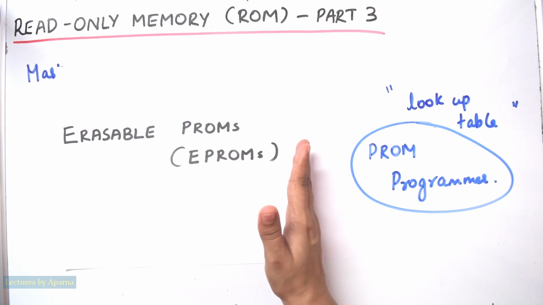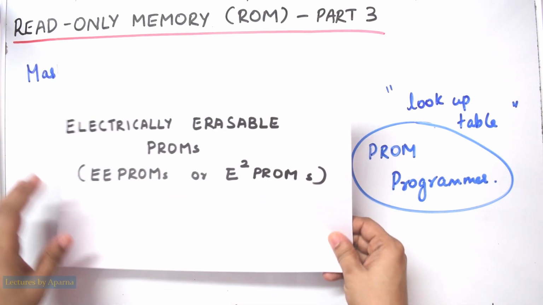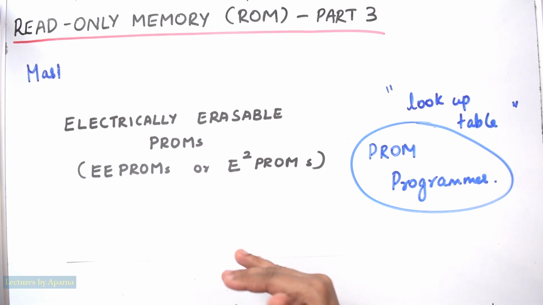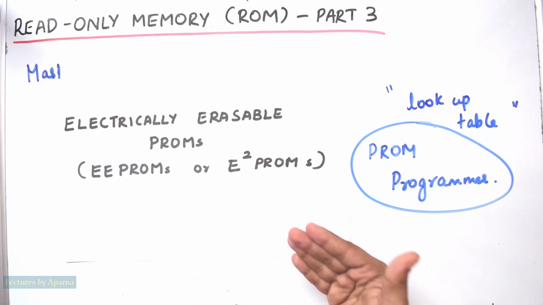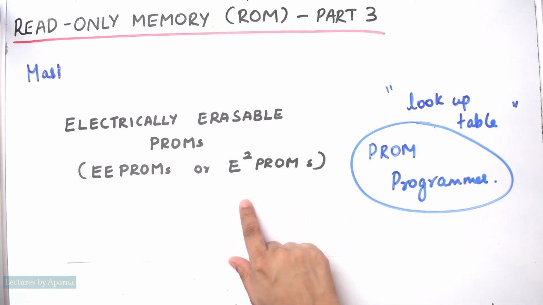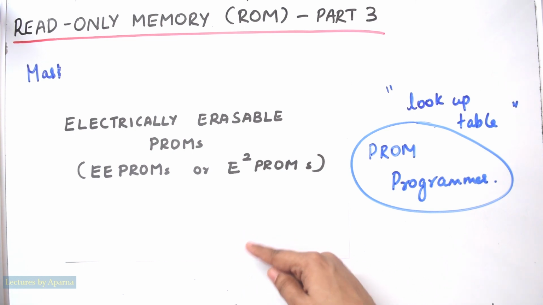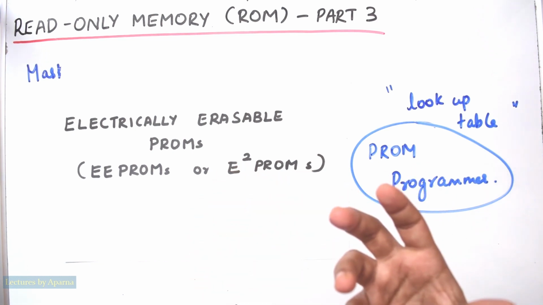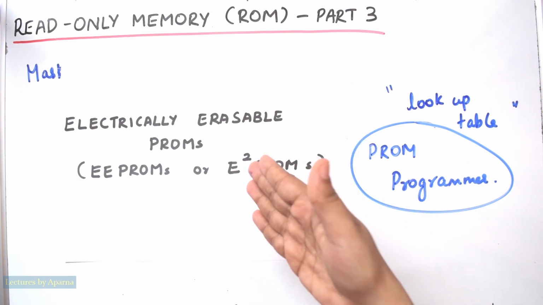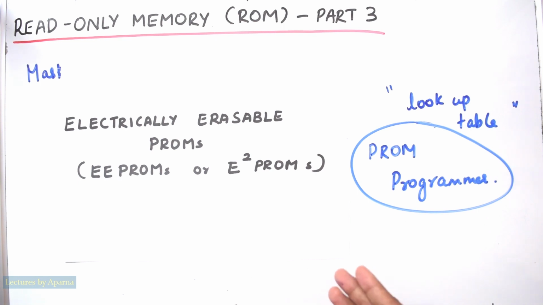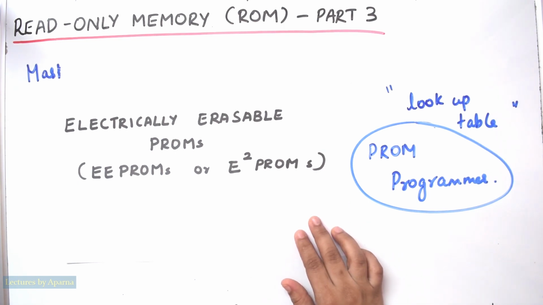The fourth type of ROM is electrically erasable PROMs or EEPROMs or E-square PROMs. It is like EPROM only, but in EPROM, you are using ultraviolet light for erasing, here an electrical signal is used for erasing. The advantage of this is that you don't need to take this device out from the socket in your kit. You can keep it there in the socket itself and do the erasing. So these are the different types of ROMs or read-only memories.